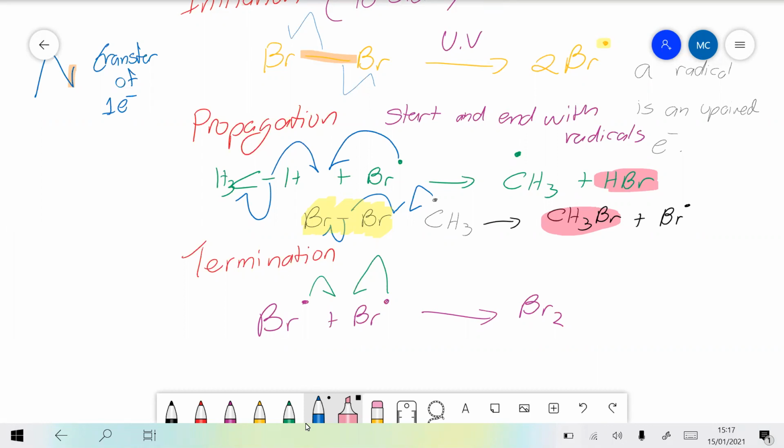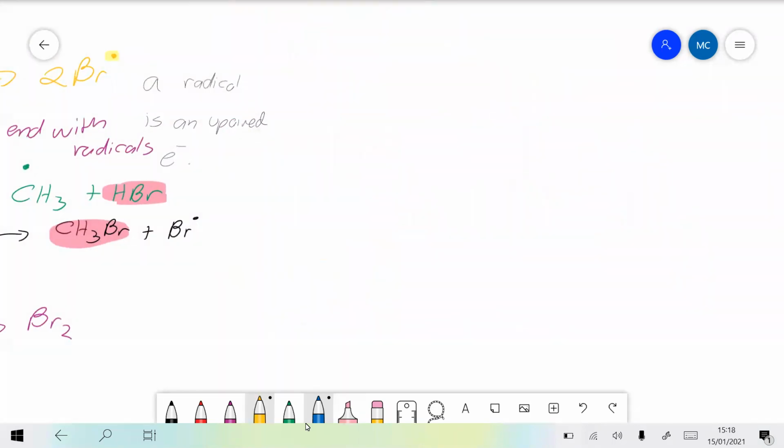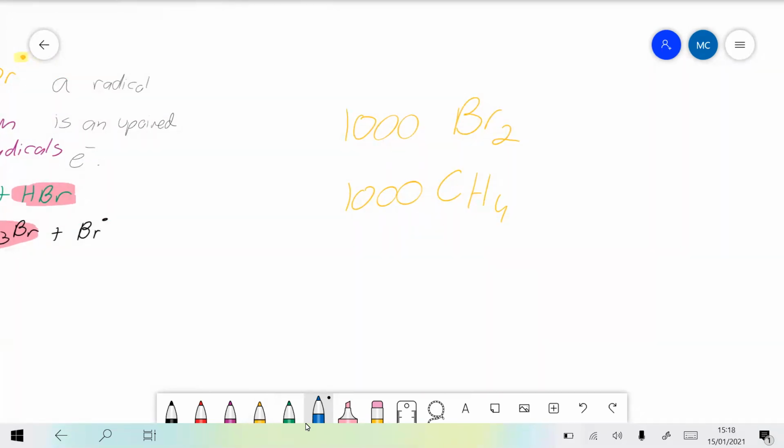Which means, even if you are forming Br radicals, okay, let's say you had 1,000 bromine and 1,000 methane. If you have 10 Br radicals, what will they meet? Will they meet another radical, or are they most likely to meet a Br2 or a CH4? They are most likely to meet one of the other molecules. Whether it's Br2 or CH4 doesn't matter, and they will react. Of course, there will be this reaction.